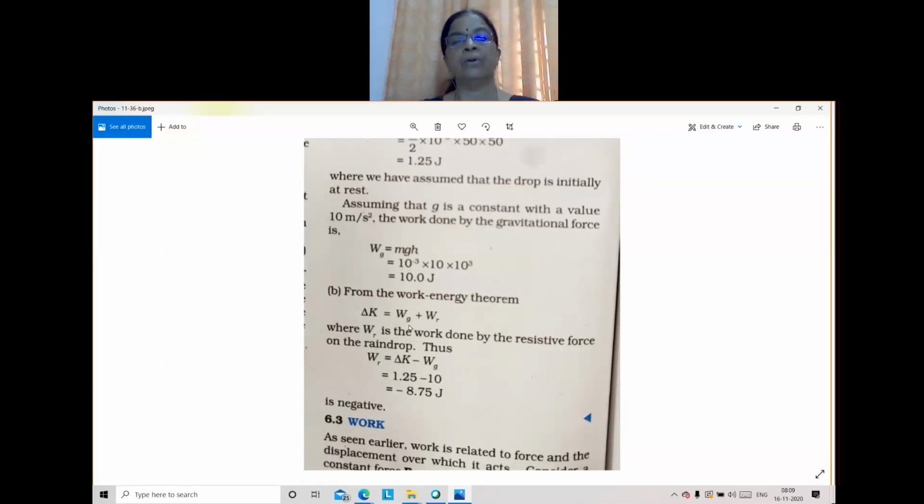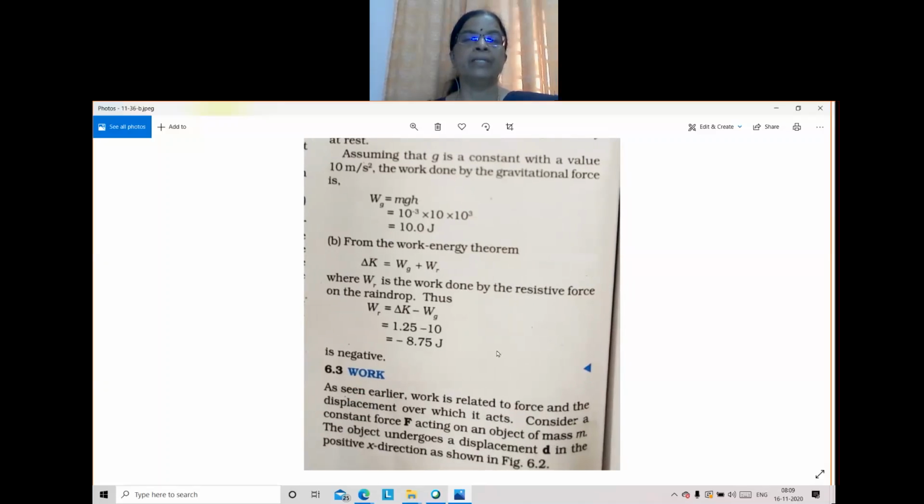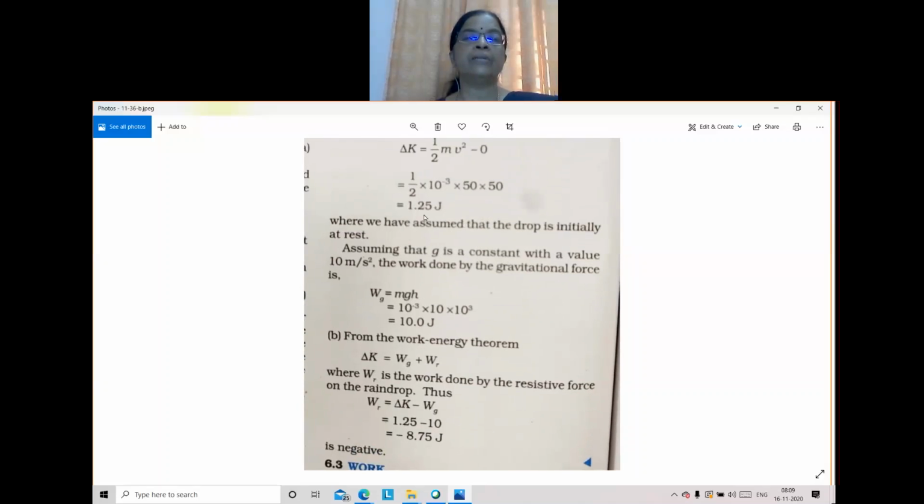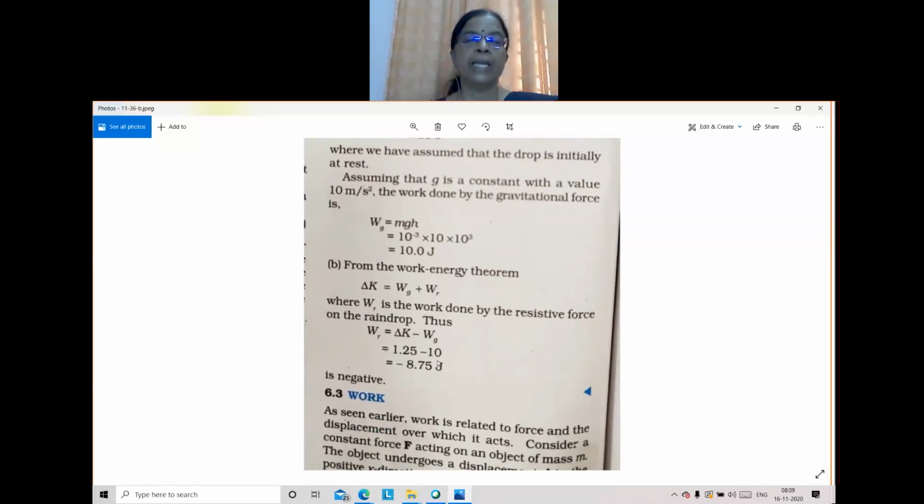By the work energy theorem, change in kinetic energy is the total work done. Here not only is the gravitational force doing work, but the air is also applying a resistive force. That means negative work is done by the air. So the sum of the work done by gravitational force plus the work done by the resistive force of air together is the change in kinetic energy. So the work done by the resistive force, WR, equals change in kinetic energy minus work done by gravity. Change in kinetic energy, delta K, we have already calculated as 1.25 joule. So 1.25 minus 10 by gravitational force gives minus 8.75. It is negative because it is the work done by the resistive, opposing force. That's why it is negative.